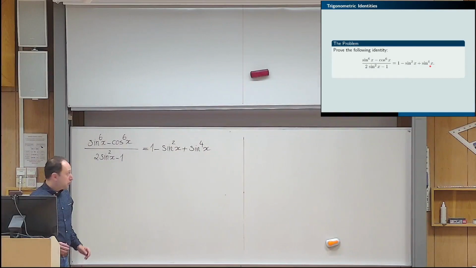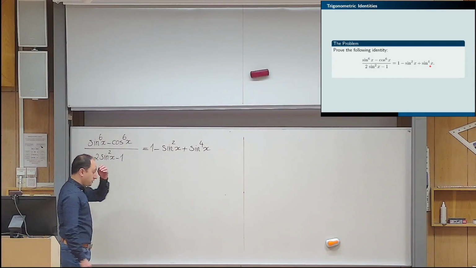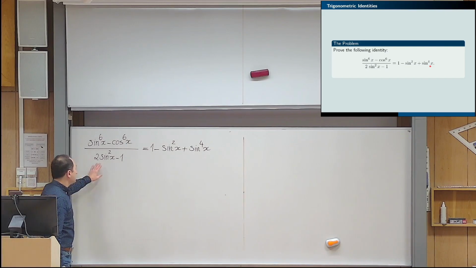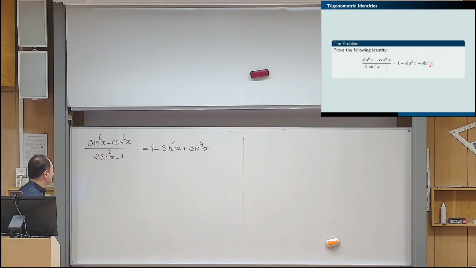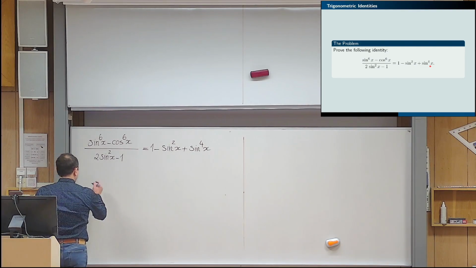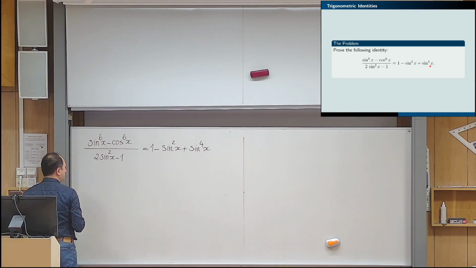Okay, now let us go to the board and solve the problem together. So I want to prove that the left-hand side of this expression is equal to the right-hand side. What I want to use is this algebraic identity, which is useful here.